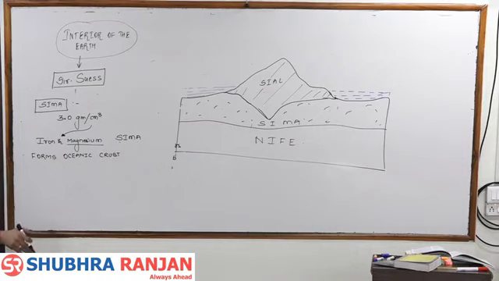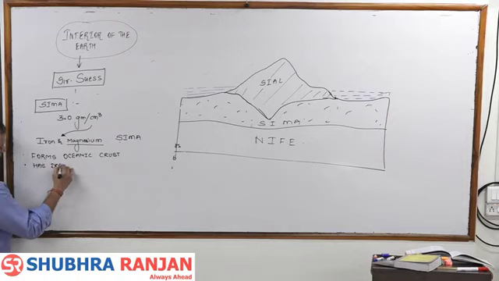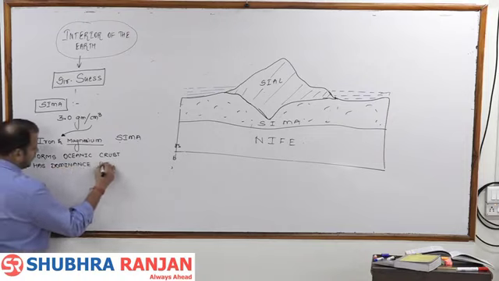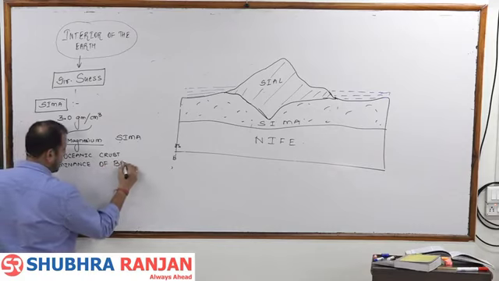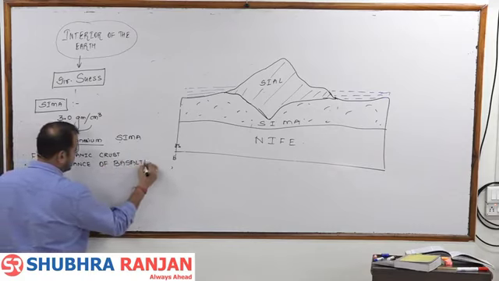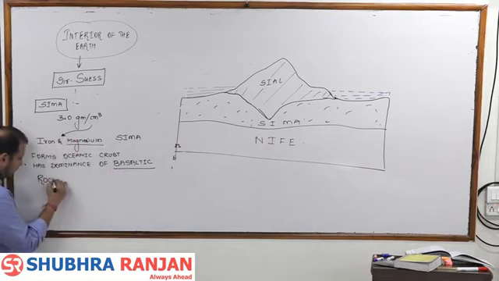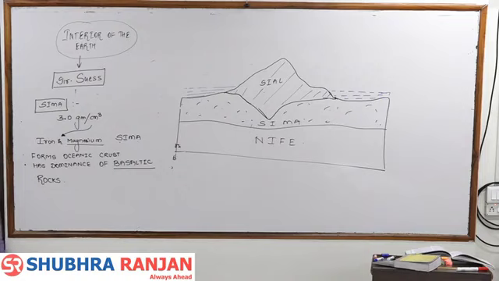And obviously the mantle also forms oceanic crust and has dominance of basaltic rocks. So there are two rocks, granite and basalt. Granitic, the rocks which are similar to granite. Basaltic, the rocks which are similar to basalt.